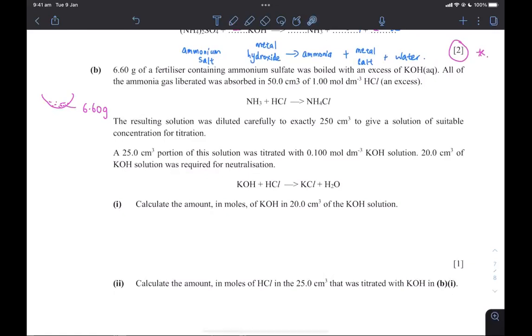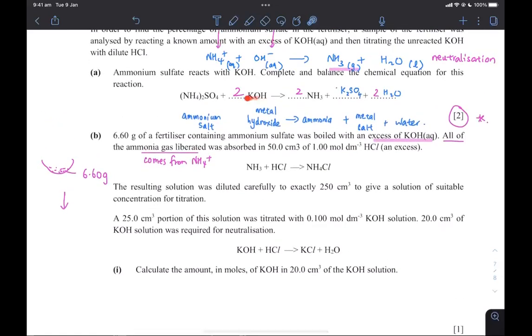So I boil it with an excess of KOH. If I use excess KOH, all of the ammonia gas liberated comes from the ammonium sulfate. That means if I use excess of this, all of this will react, and all of this will give me my ammonia, okay? And this ammonia is absorbed by this HCl, which again is in excess. So here it means all the NH3 reacted, whereas the previous bit means all the ammonium salt reacted.